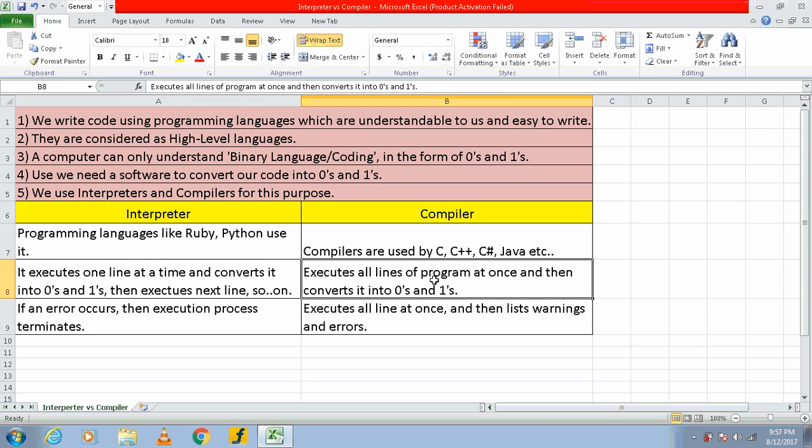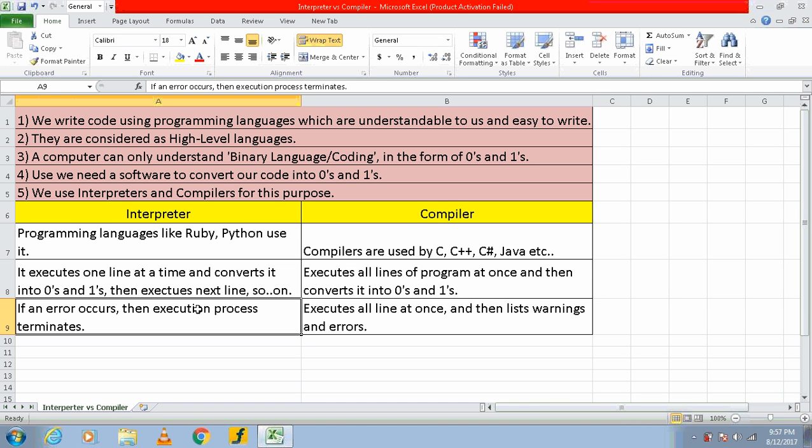How does the compiler execute? A compiler executes all lines of the code at once and then converts it into zeros and ones. That means it takes all lines of the code at once and converts them into machine-level language.